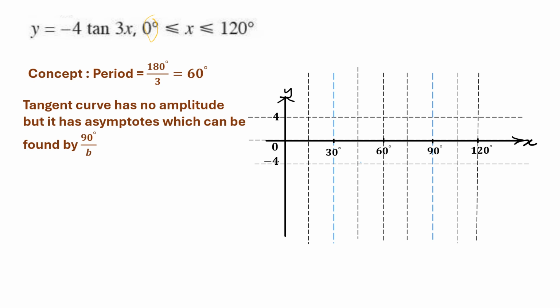Okay, so let's sketch the first cycle first. Now it's the other way around because it's negative 4. So tangent 45 is 1, so 1 times negative 4 gives you negative 4. Therefore, the curve will go this direction, and the other direction. So that's one cycle. You need to sketch all the way until 120, so you need another cycle.